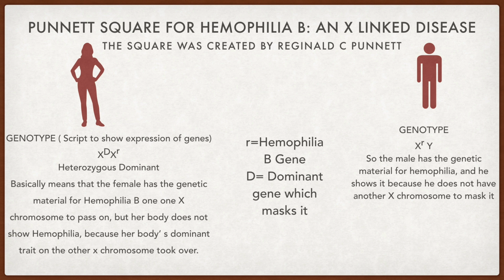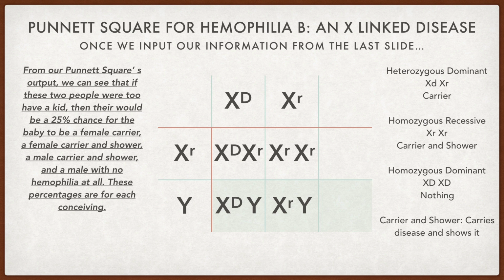Same thing can happen in sex pairs, or in the last pair we were talking about. Let's take hemophilia B for an example, an X-linked disease. Our female is going to have it on one of her X chromosomes, but on the other, a dominant trait will mask it. Since our male only has one X chromosome, he's going to carry and show hemophilia. If we put these two in the Punnett square, we see our chances for having children with the same traits.